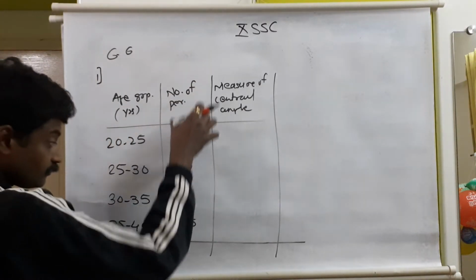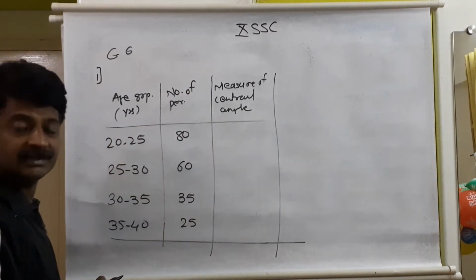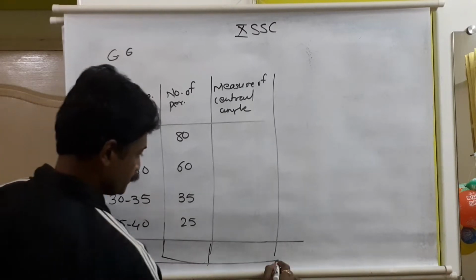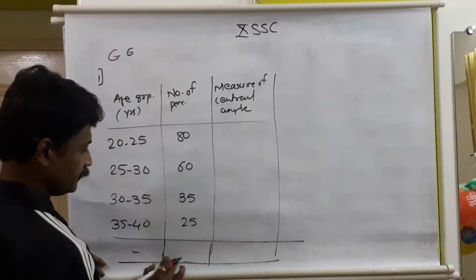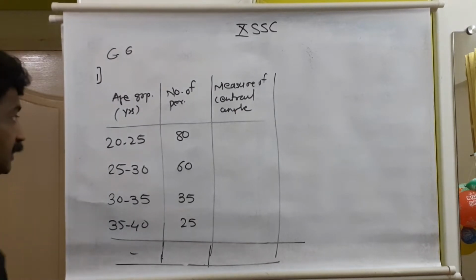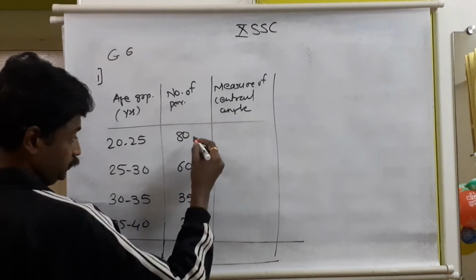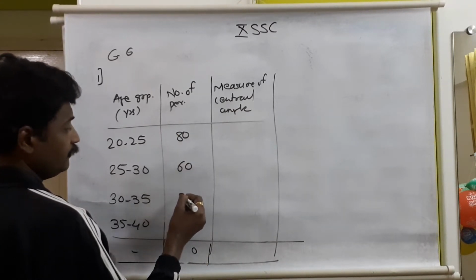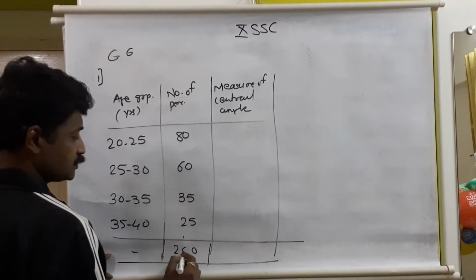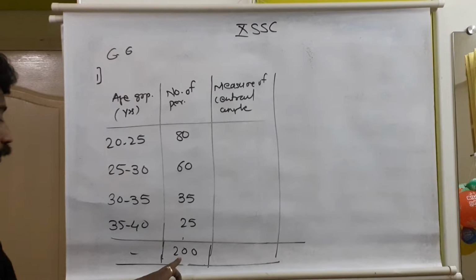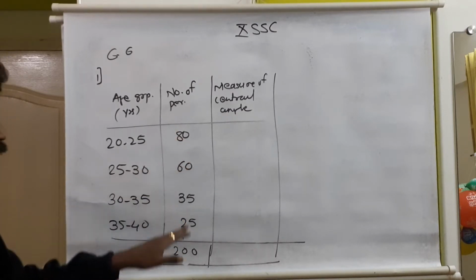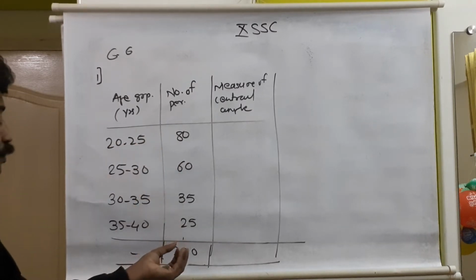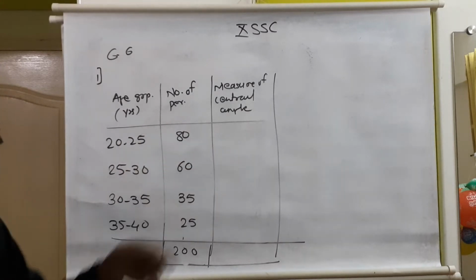For that, the total number of people whose data is available is nothing but the summation of fi, that is necessary here. That is the addition of the frequency column. So 5 plus 5 is 10, carry 1, 8 plus 6 is 14, 14 plus 3 is 17, 18, 19 and 20, which means total information is about 200 people. Out of this 200, there are 80 people in the age group 20 to 25.